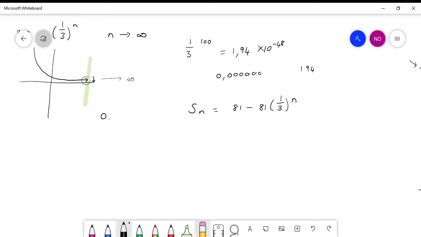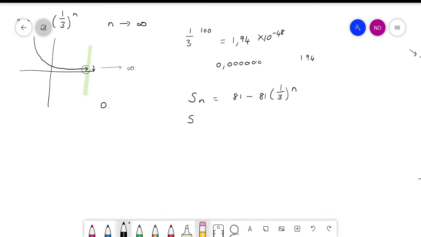Okay, sorry, I didn't actually finish this one. So remember we said, then if we're calculating the sum to infinity, it's 81 minus, and then we sort of already said this is 0.